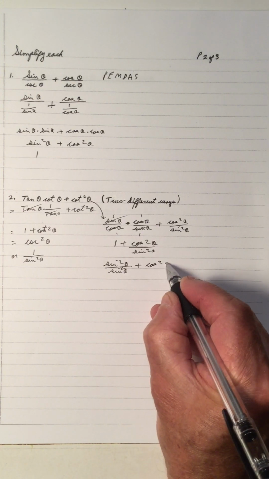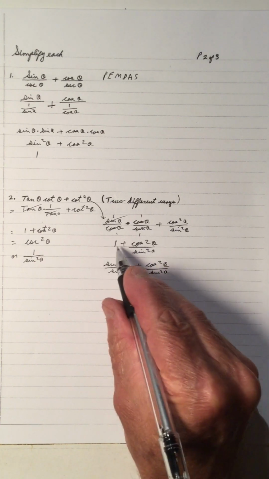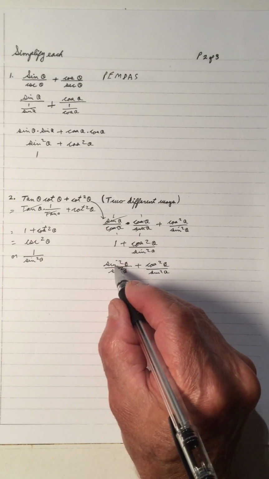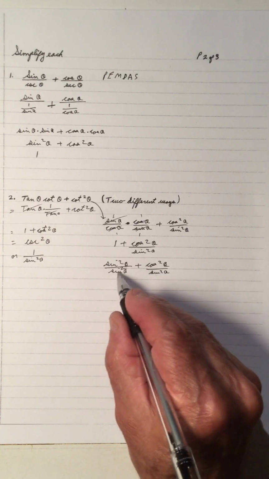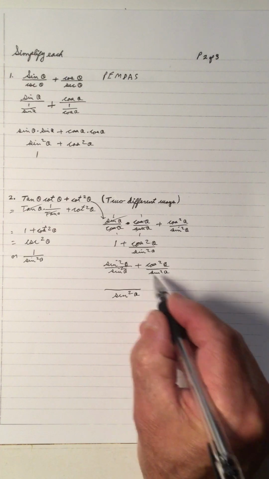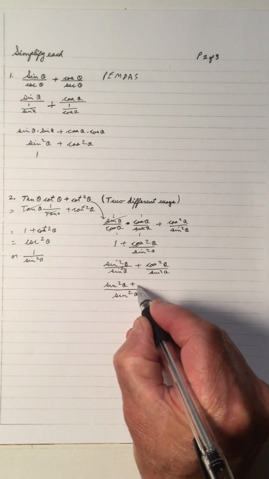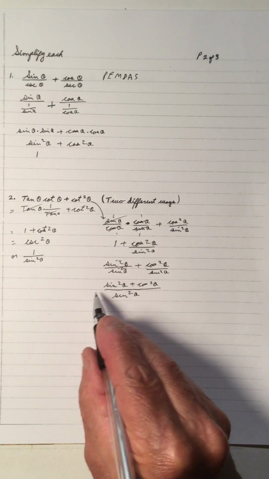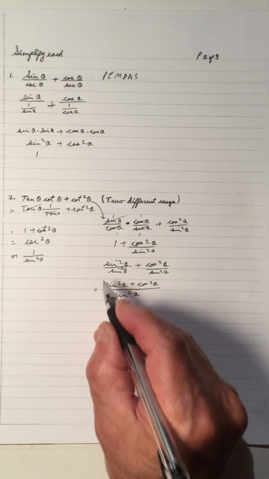So cos squared theta over sine squared. I'm going to add these two, so I need to change 1 to a fraction since the denominator is sine squared. So 1 is sine squared divided by sine squared. Now I have the two of them with the same denominator of sine squared. So I add these, but I can't combine sine squared and cos squared in the numerator by adding like terms, they're not like terms.